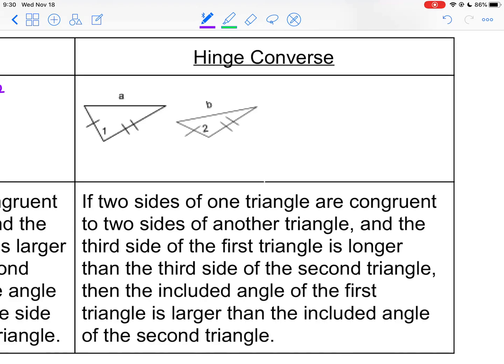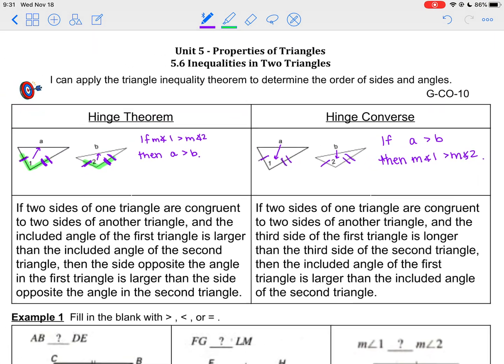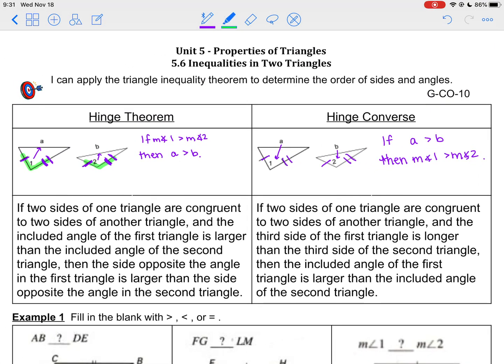So if two sides of one triangle are congruent to two sides of another triangle, so we're just going to mark those, and the third side of the first triangle is longer than the third side of the second triangle. So this one starts with if A is greater than B, then the included angle on the first triangle is larger than the included angle of the second. So if A is greater than B, then the measure of angle 1 is greater than the measure of angle 2.